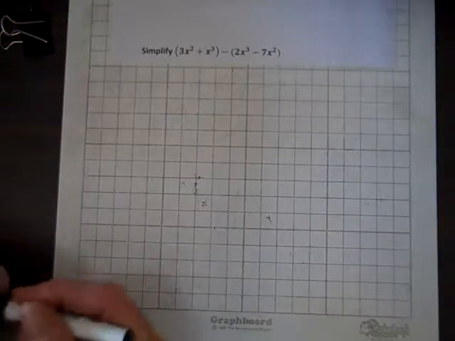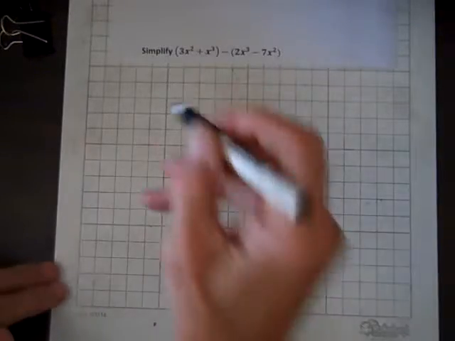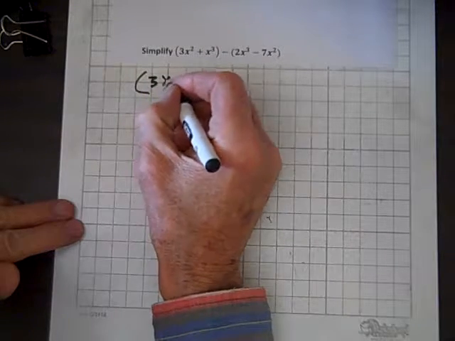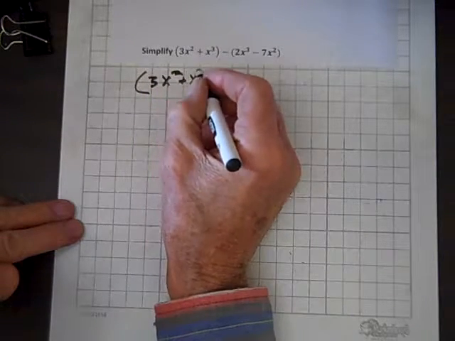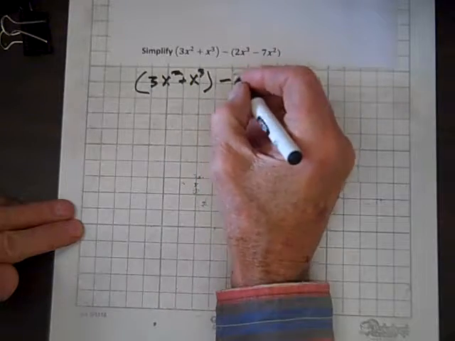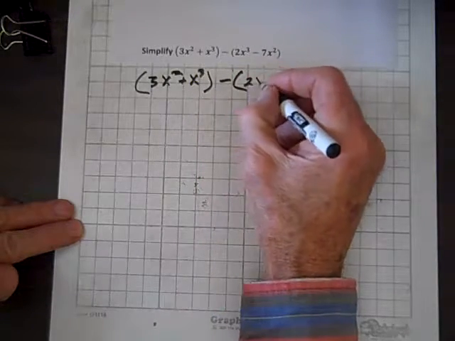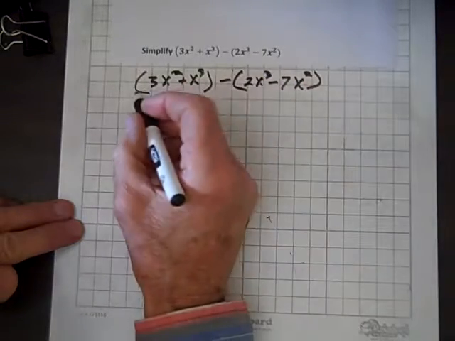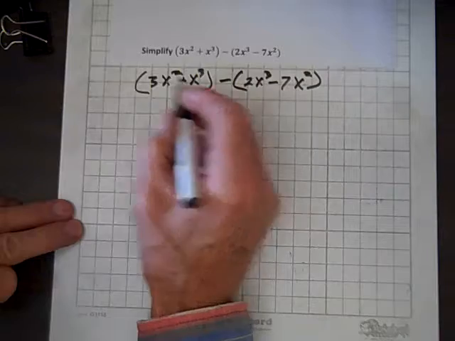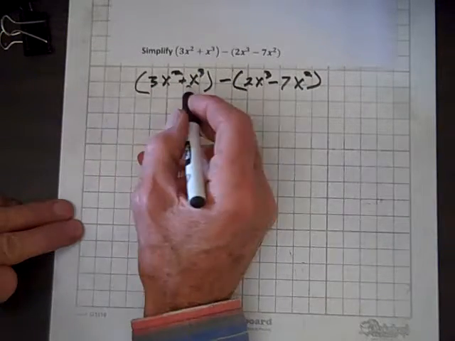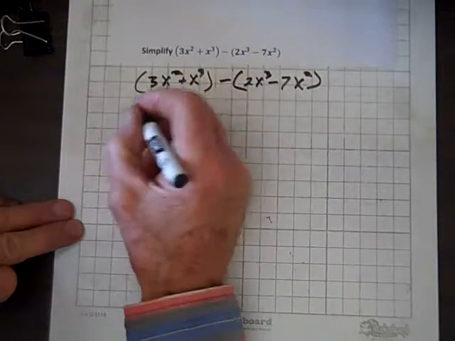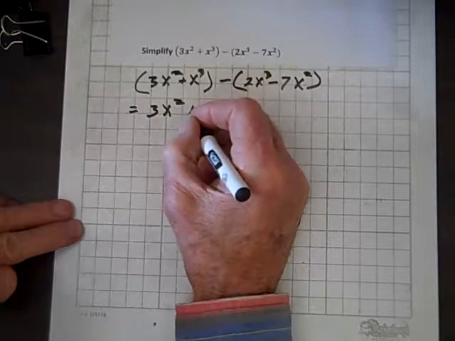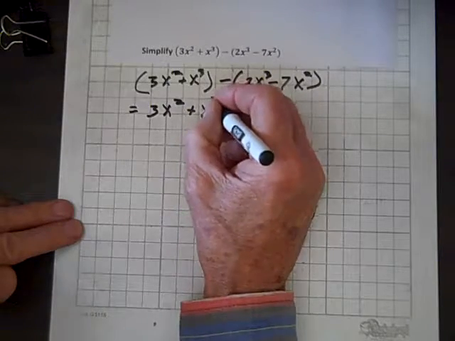Well, now we are going to add two polynomials. So we have 3x squared plus x cubed minus parentheses 2x cubed minus 7x squared. Well, we can just dispense with these parentheses. The coefficient on them is 1, and 1 times whatever's inside is whatever's inside. So we get 3x squared plus x cubed.